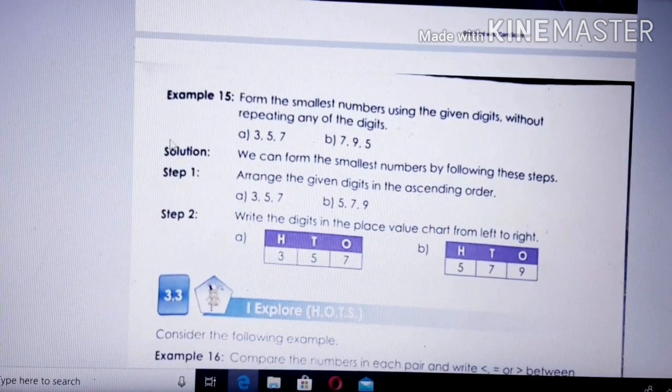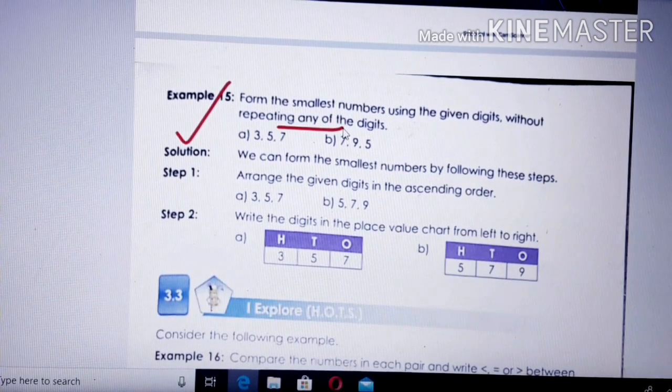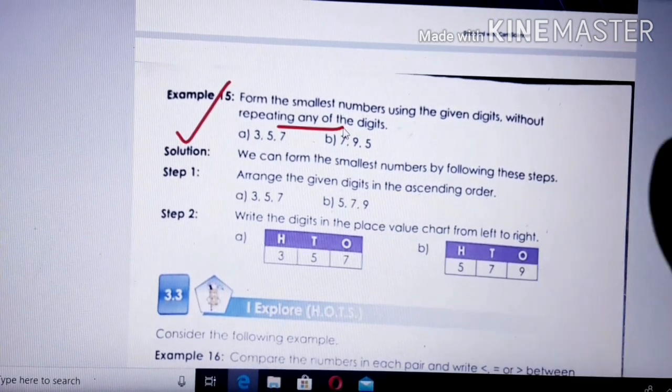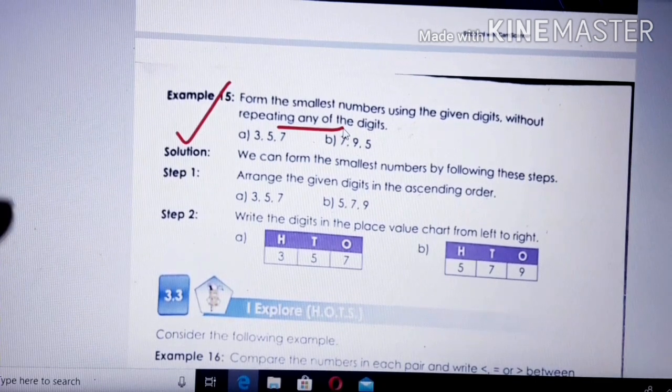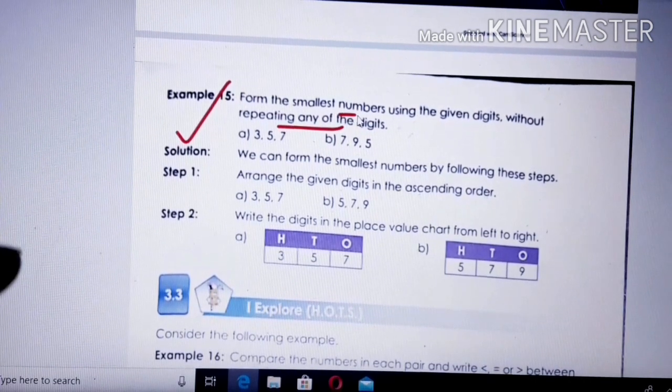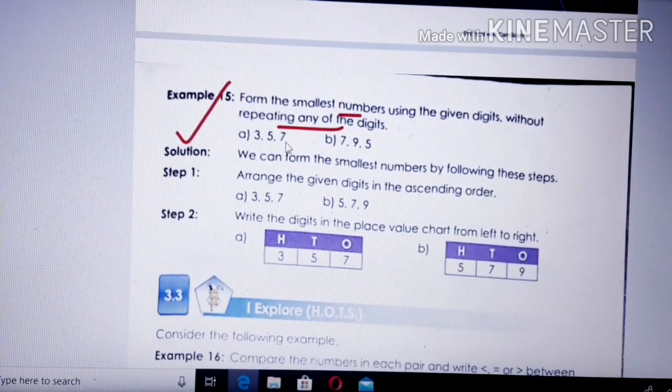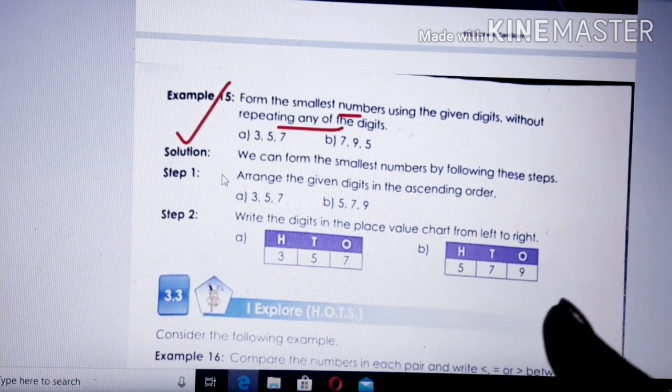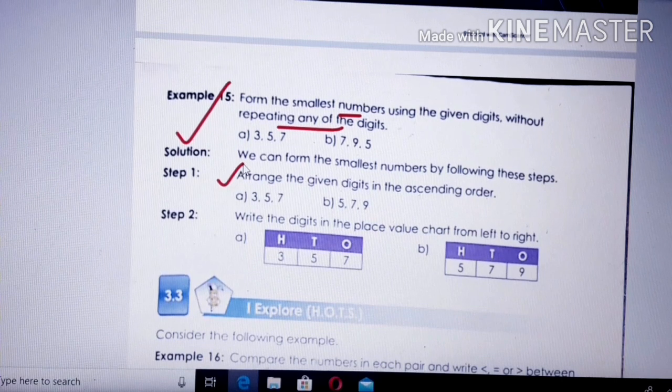Next, example 15. Form the smallest number using the digits without repeating any of the digits. Without repeating, children. 5 should not be written 2 times. 3 should not be written 2 times. Okay? And here you have to form the smallest number. So it is the opposite of descending. What do you have to do here? You have to arrange in ascending order. Arrange the digits in ascending order.